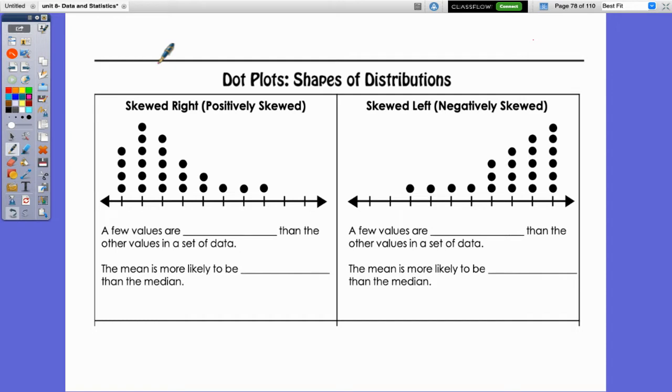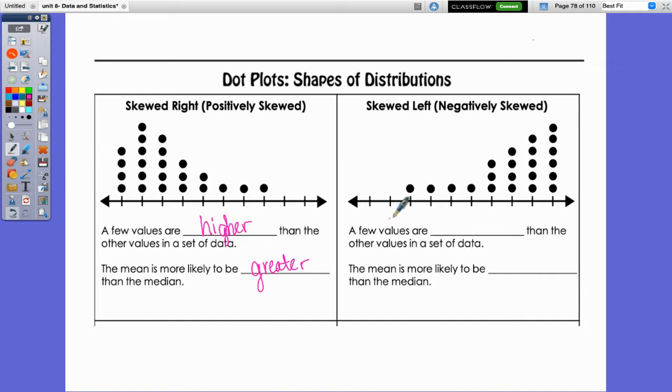So this dot plot here is skewed right or positively skewed. You will notice that almost all of our data is to the left, and so a few values are higher than the other values in the data set. The mean is more likely to be greater than the median. So this kind of messes up your data, so we call it skewed right or positively skewed.